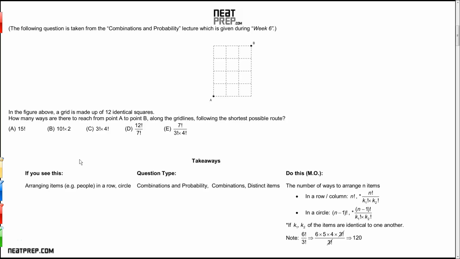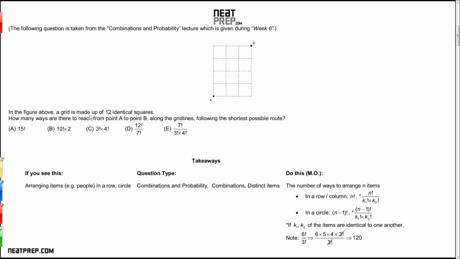So first of all, you can pause the video and try to solve this question in approximately 2 minutes without looking at the notes below. Welcome back. So this following question is taken from Combinations and Probability. It's a lecture given during week 6.